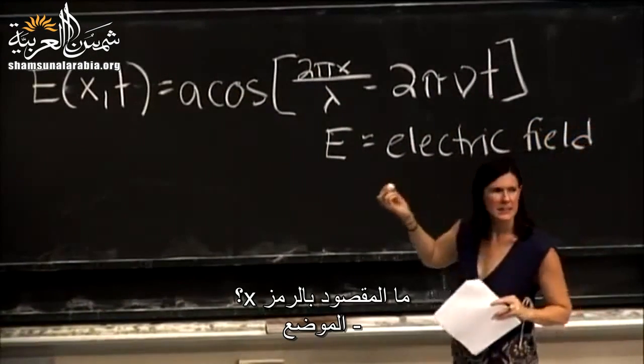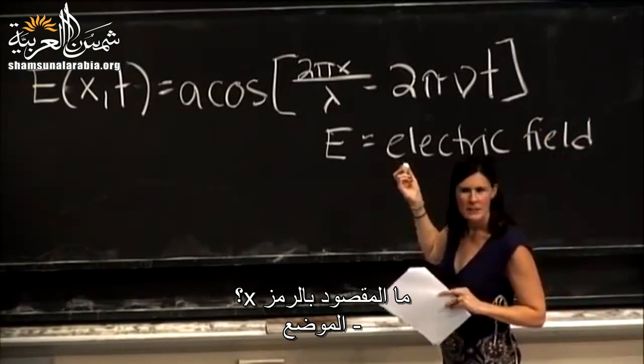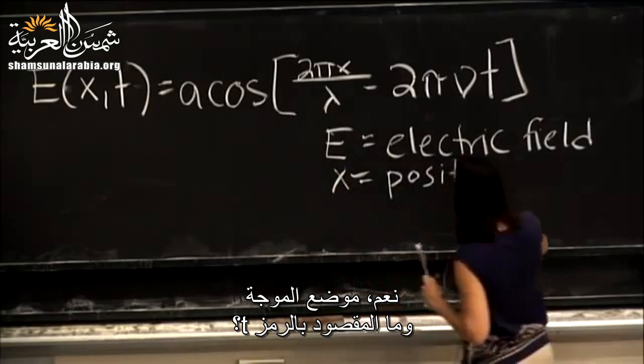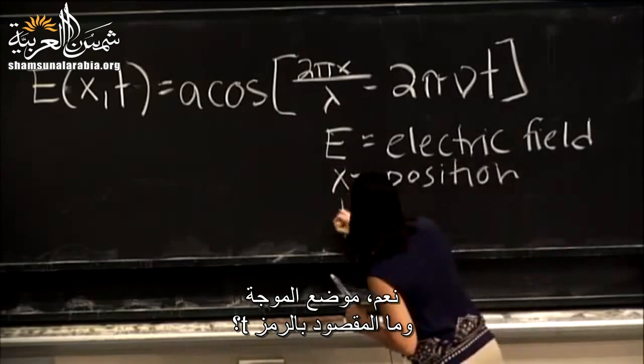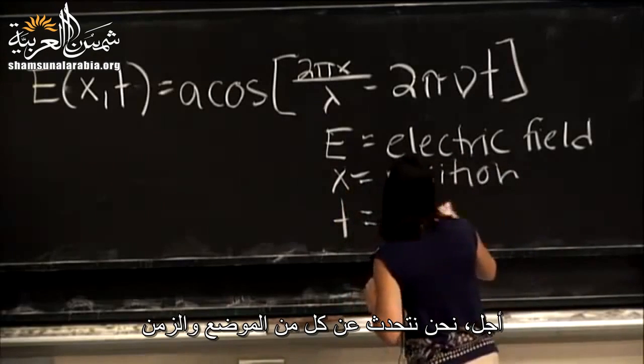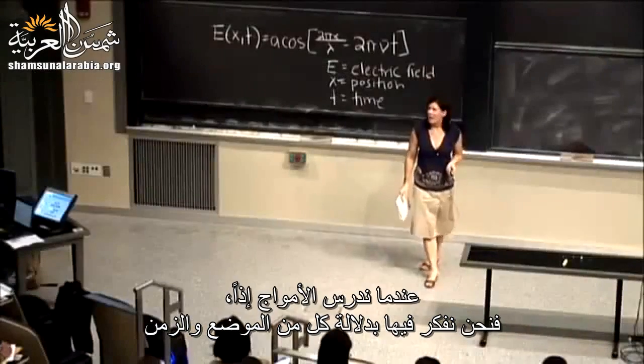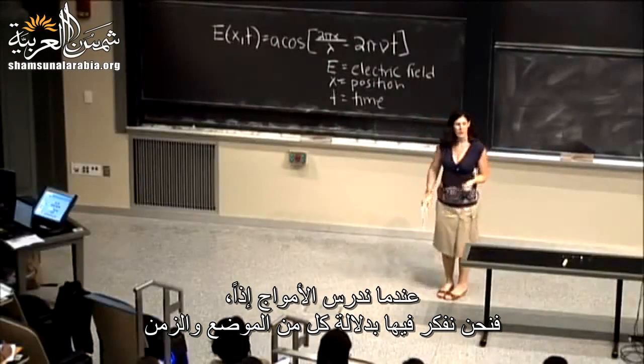What is X? Yep, the position of the wave. And what about T? Yeah, so we're talking about both position and time. So what we can do if we're talking about a wave is think of it both in terms of position and time.